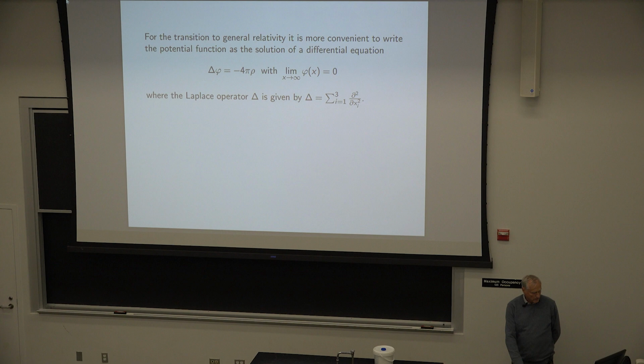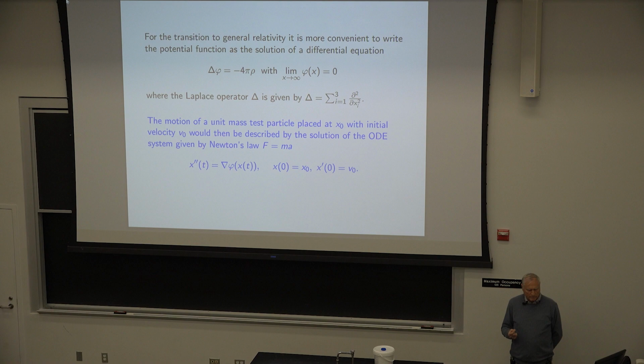Okay, and then if we wanted to understand the motion of a test mass in this gravitational field, we would use Newton's law, F equals ma, and since our test particle has mass 1, the left-hand side is the acceleration and the right-hand side is the force at the point. And so that's a nonlinear system of ODEs, and if we specify the initial position and velocity, it has a unique solution. And so that's a very brief description of the Newtonian theory.